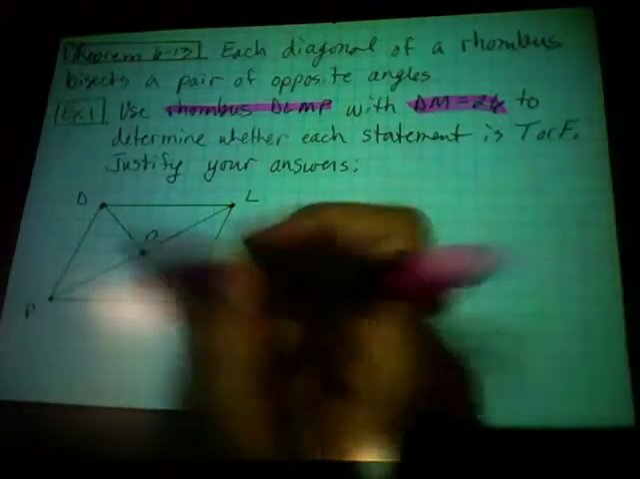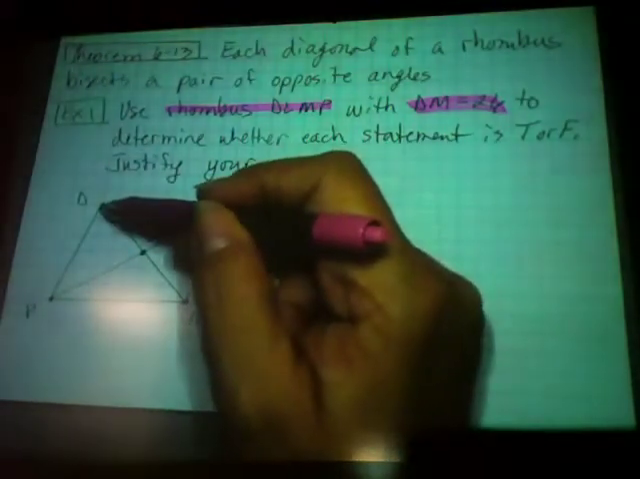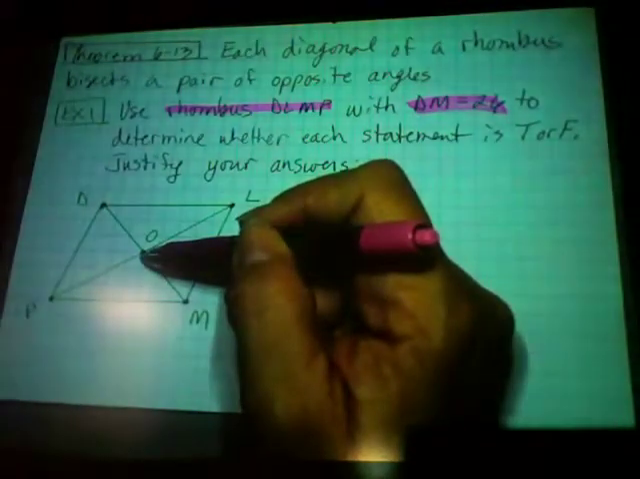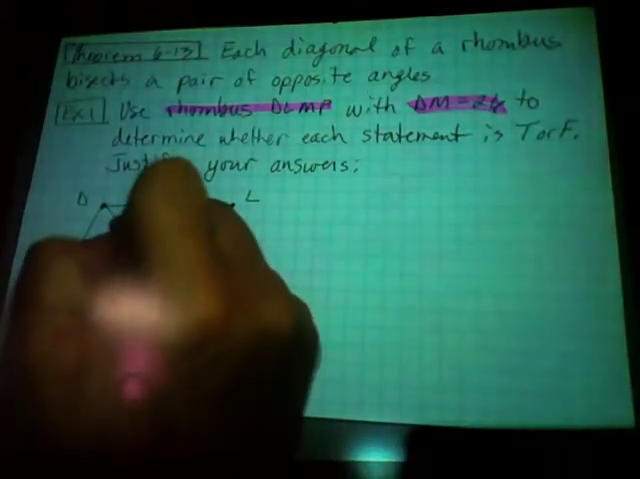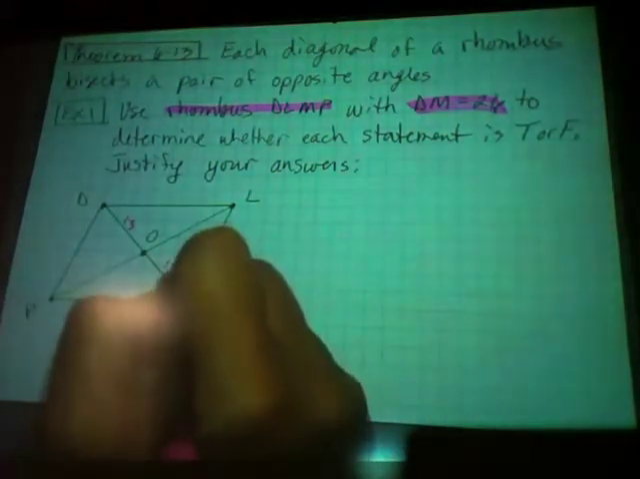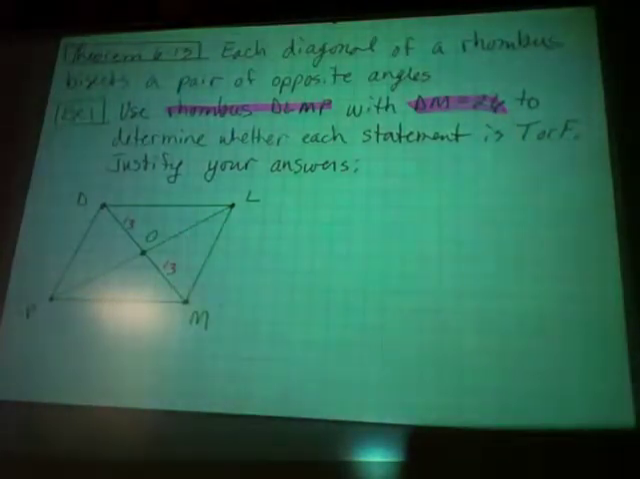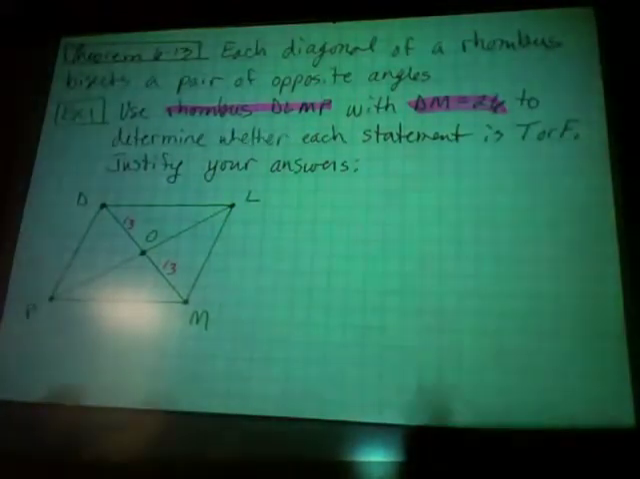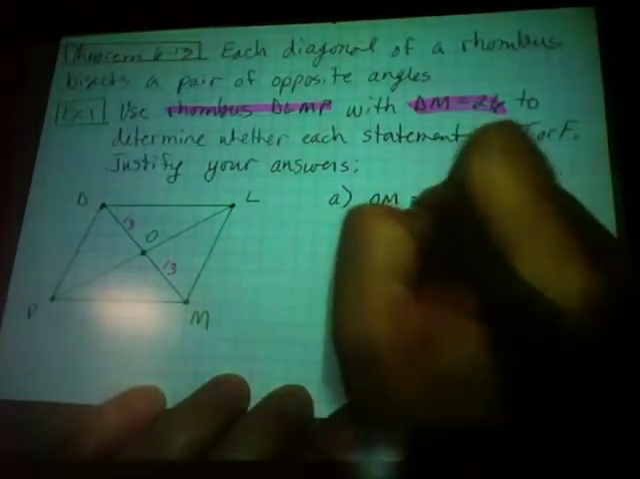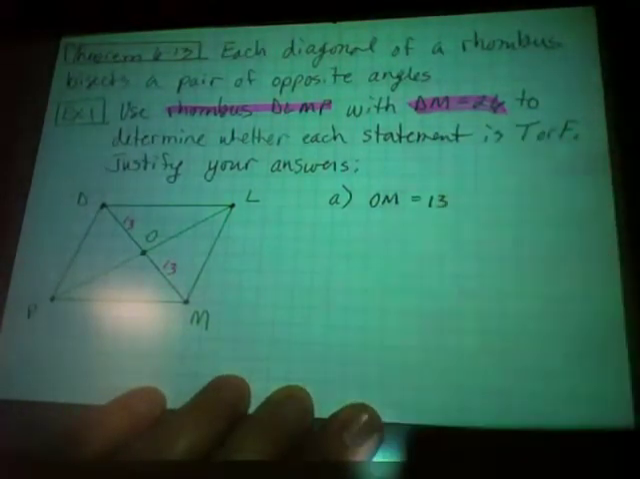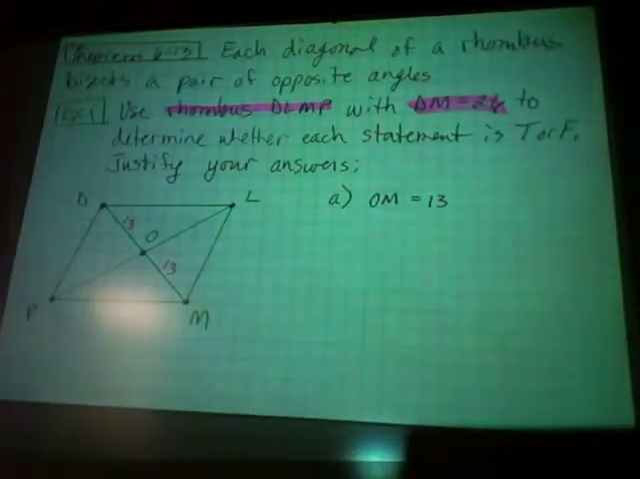So if from D to M is 26, what's from D to O? 13. And from O to M? 13 also, right? So I would go ahead and write that in there. So the first question is, the distance from O to M, 13. True or false? True, because we just concluded that, right?